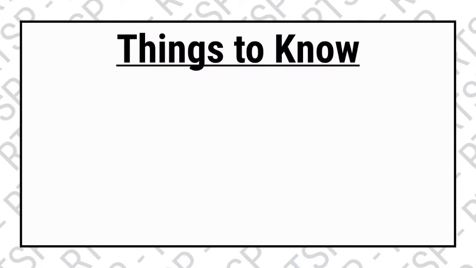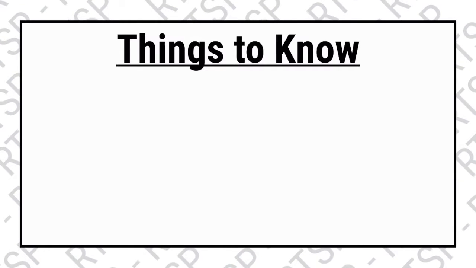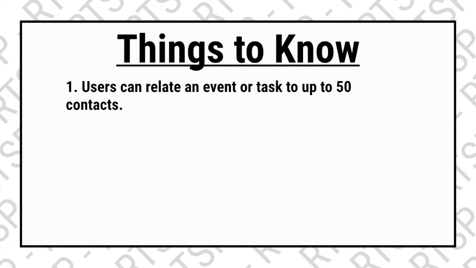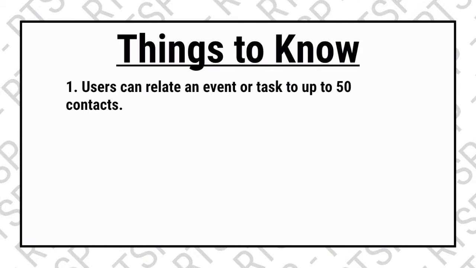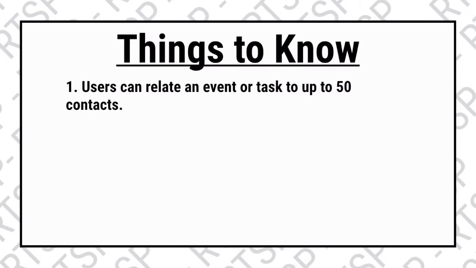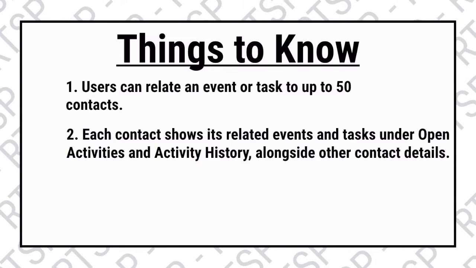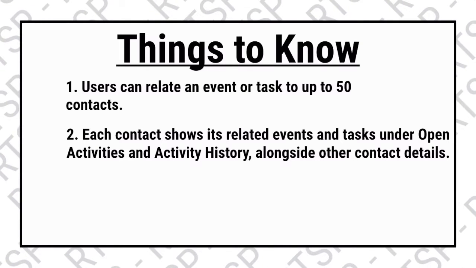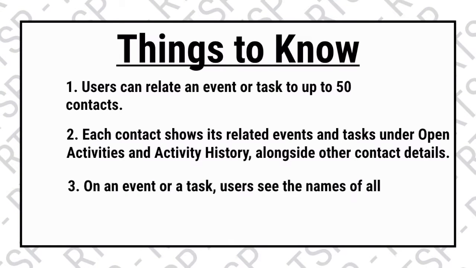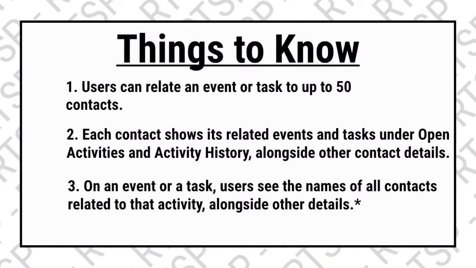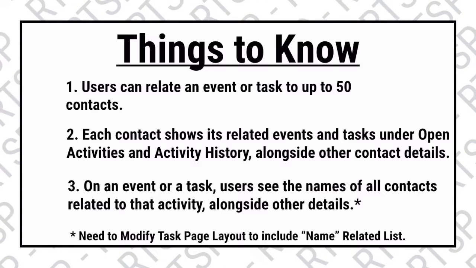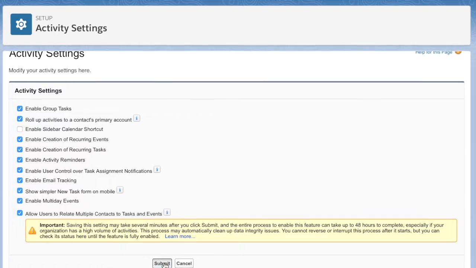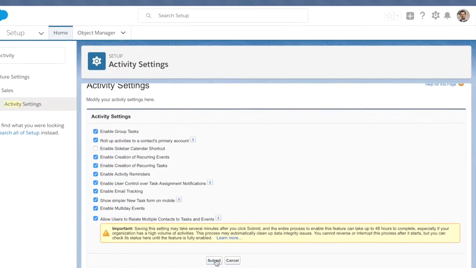Now, before clicking Submit to save, here's a list of items that you should be aware of first. 1. Users can relate an event or task to up to 50 contacts. 2. Each contact shows its related events and tasks under Open Activities and Activity History alongside other contact details. And 3. On an event or task, users see the name of all contacts related to that activity alongside other details. Now, knowing all this, we'll click Submit to save.